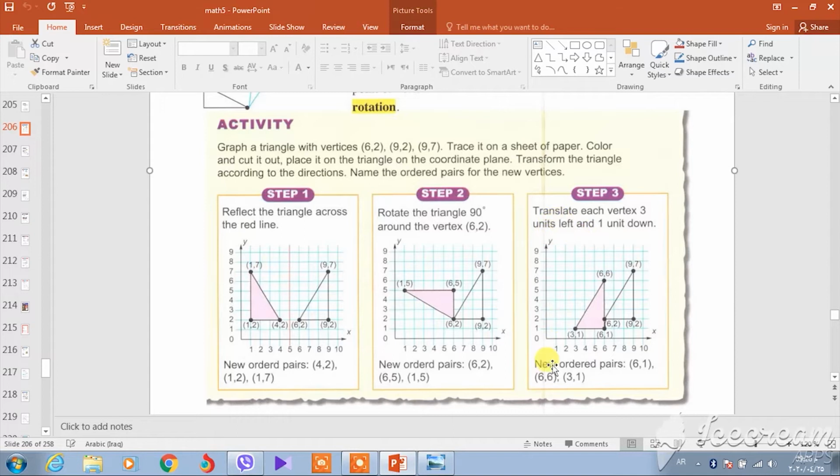Another type: we have an original triangle and a new ordered pair, (6, 1), (6, 6), (3, 1). If you look, 6 in the x-axis, in y we have 1. This point is (6, 1). Another we have (6, 6): in the x-axis we have 6, in the y-axis we have 6. For (3, 1), we have 3 in the x-axis and 1 in the y-axis. So, if you look, this is a transformation. This transformation is translation, students. Just translate.